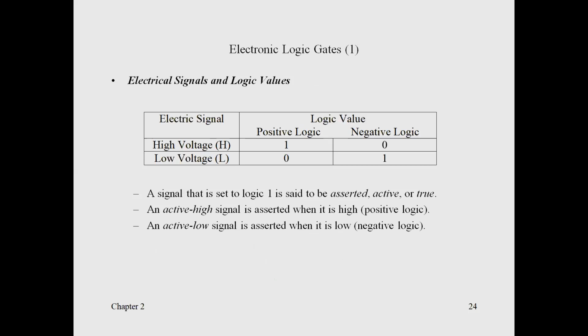As you can see here, these are the electronic logic gates. Electronic signal, as we told in the previous lecture, if it is a positive logic, high voltage will be 1 and low voltage will be 0, and the reverse will be the case in the negative logic system.